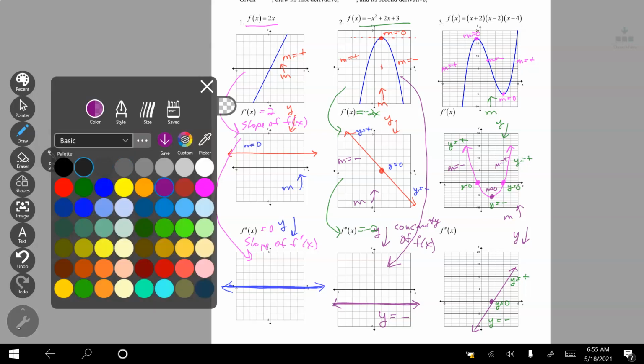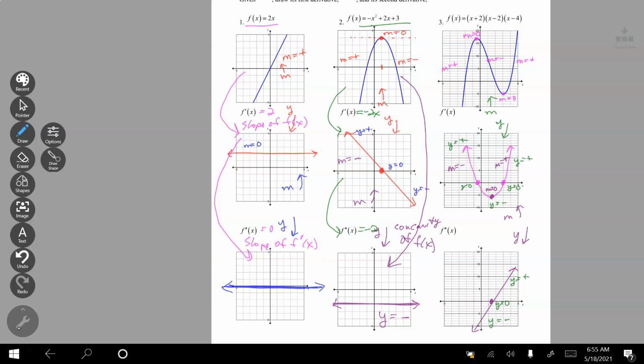Now the last graph over here, let's connect these two together. Remember, f double prime is the concavity of the original function f of x, and right here is y equals 0. This is the inflection point. So this is at x equals 1.5. I go to x equals 1.5 here, which is right around here. This is the inflection point.